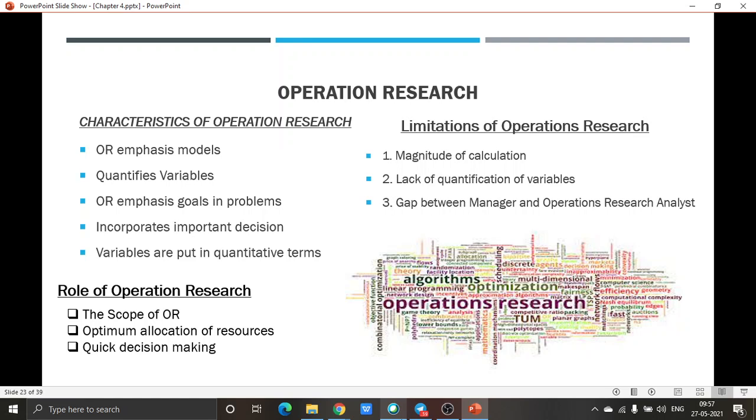Now speaking regarding the scope of operational research, scope tells what are the areas that a particular topic or particular field of knowledge has under its purview or its meaning. Now, operational research covers almost the entire business activities.